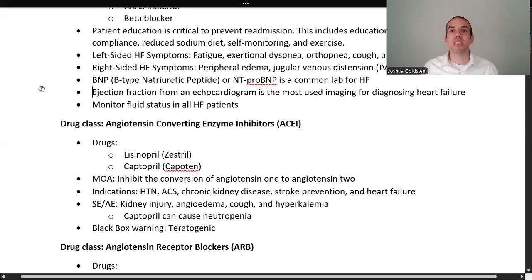If a patient has the signs and symptoms of heart failure, but their EF is still above 55, that means they have HFpEF. If their EF is below 55, they have heart failure with reduced EF.